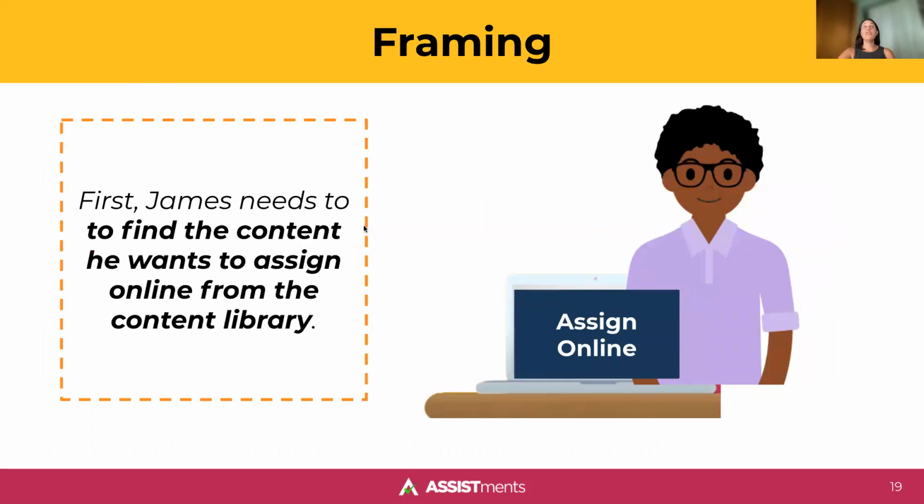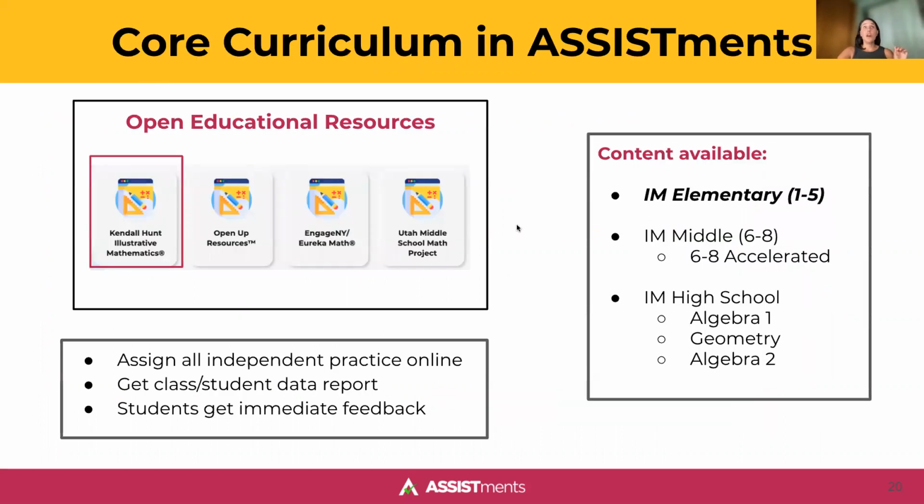So first, he needs to find the content he wants to assign from the content library. So of course, we have the IM elementary content. Just a note here that we have not built out the kindergarten content. We started with grade 1 since we feel like the students who are in kindergarten would need a lot of additional support to use our platform. So again, we do have grade 1 through grade 5. We also have grade 6 all the way through high school if you have some friends using ASSISTments in middle or high.